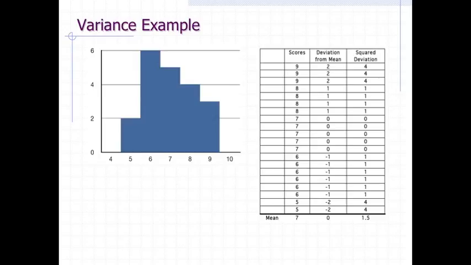The data from the left distribution in our earlier test score example are shown here. You'll remember that the mean score is 7.0, and therefore the column deviation from mean contains the score minus 7. The column squared deviation is simply that column squared. One thing that is important to notice is that the mean deviation from the mean is 0. This will always be the case. The mean of the squared deviation is 1.5. Therefore, the variance is 1.5.